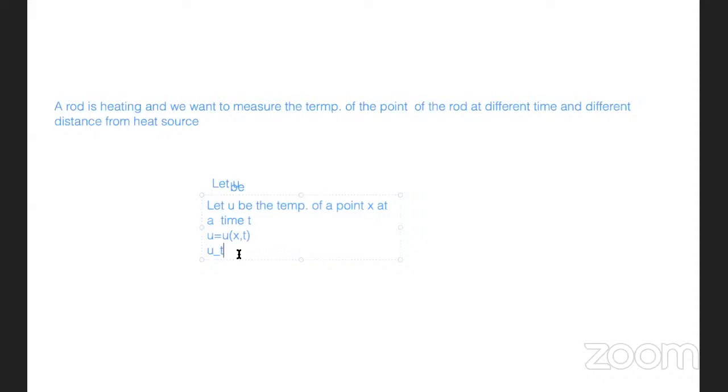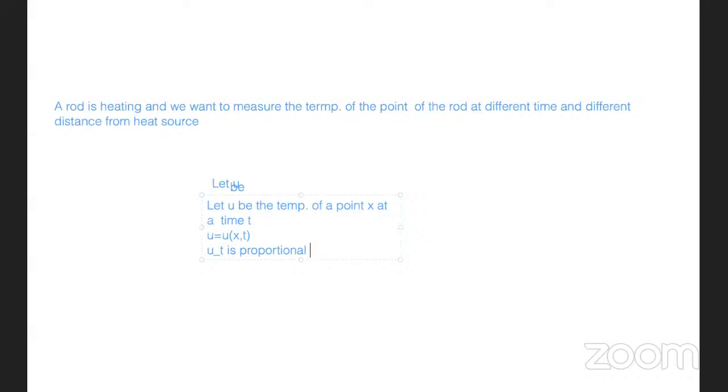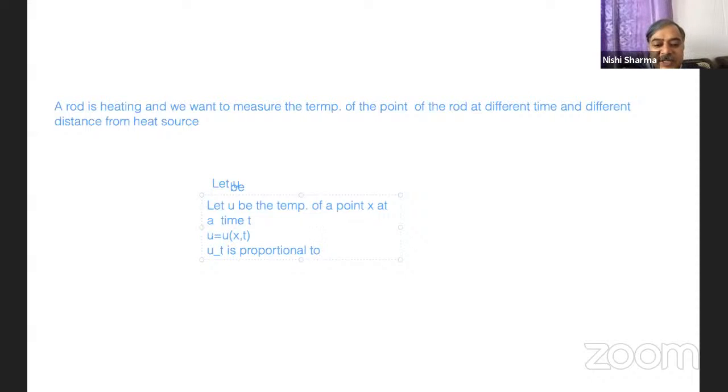So u t is proportional to u. Diffusion is represented by the second derivative, the second partial derivative of u with respect to x. So u t is proportional to u x x. Now we can use a proportionality coefficient, say c. So u t is equal to c u x x.